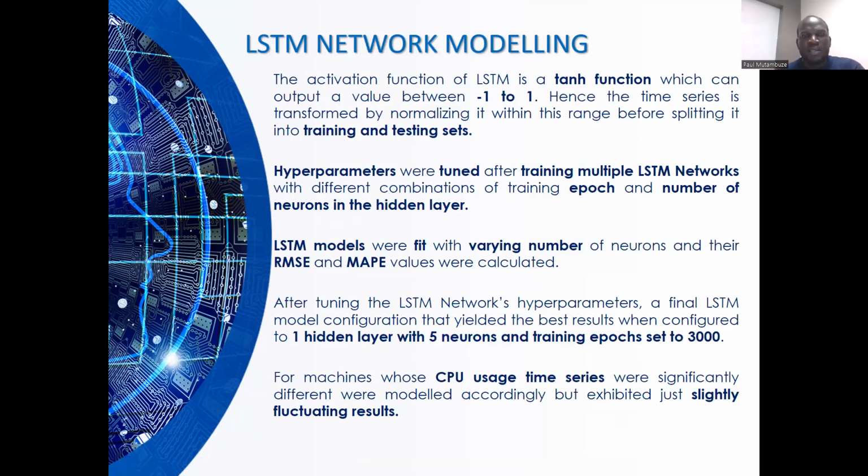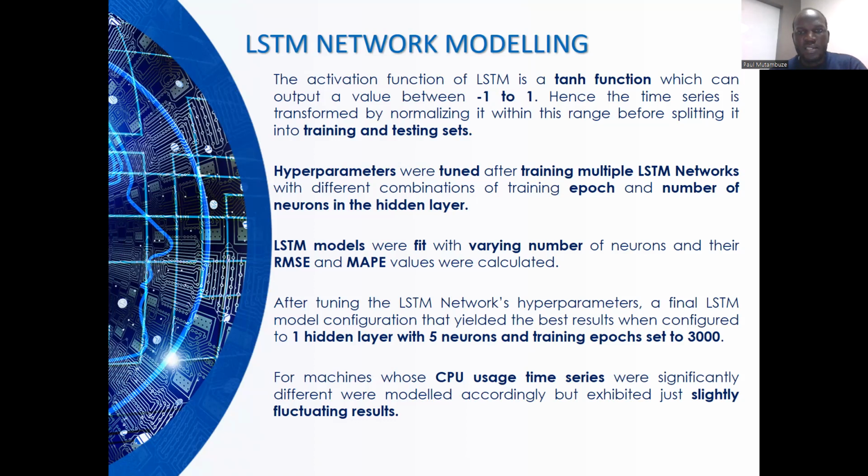LSTM network modeling. The activation function of the LSTM is a tanh function, which can output a value between -1 and 1. Hence, the time series is transformed by normalizing it within the range before splitting it into training and testing data. The parameters were tuned after training multiple LSTM networks with different combinations of training epochs and number of neurons in the hidden layers. The LSTM models were fit, and with the varying number of neurons, their RMSE and MAPE values were calculated.